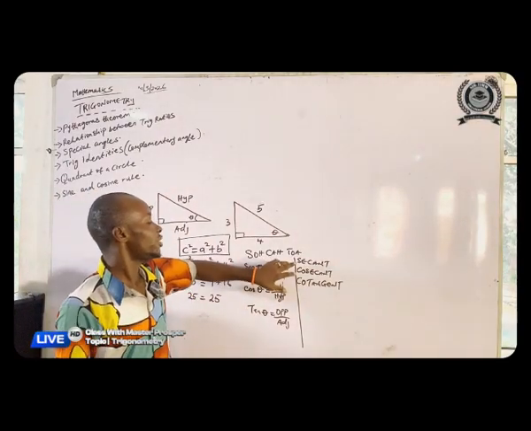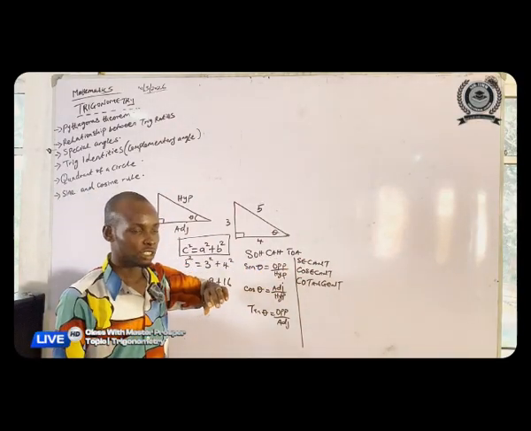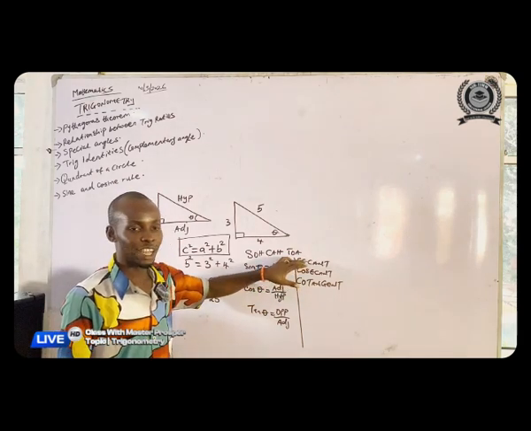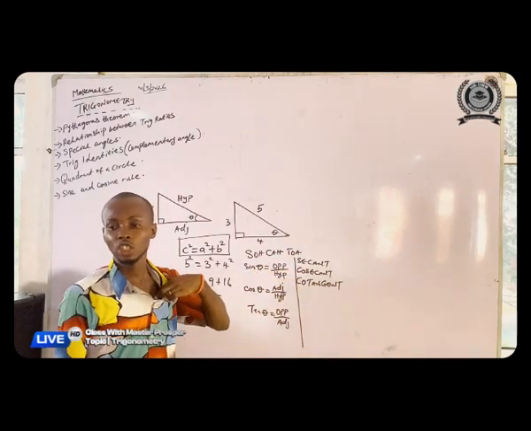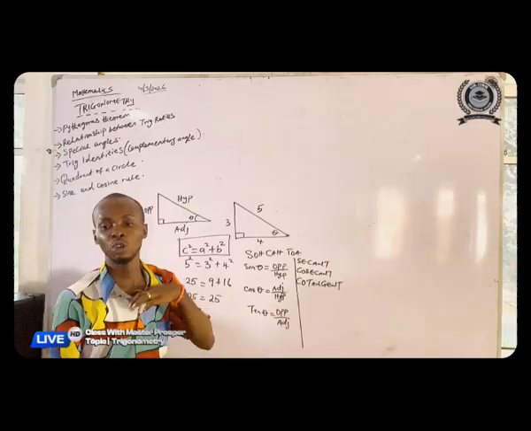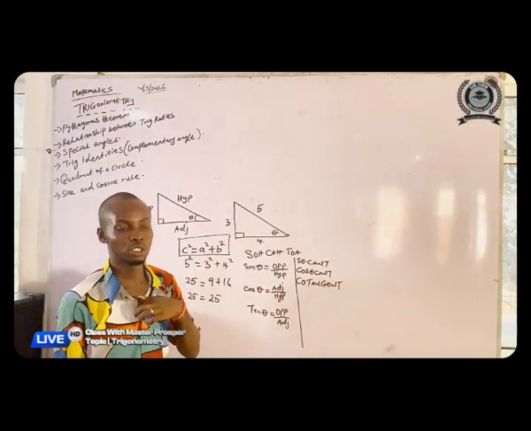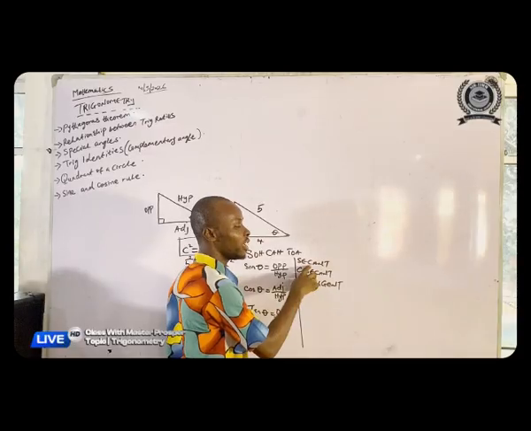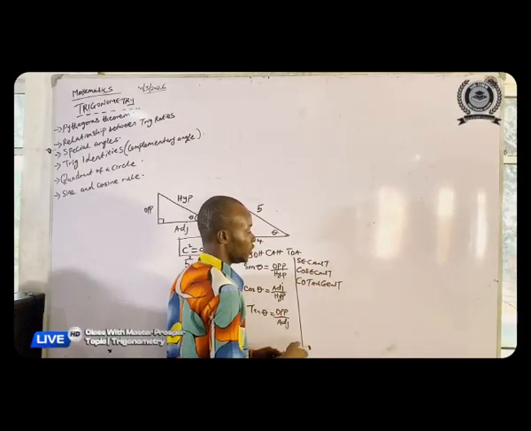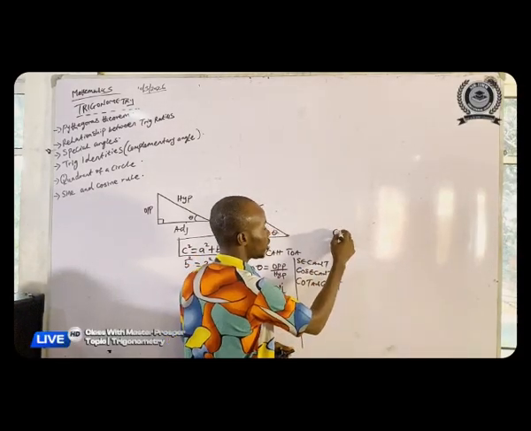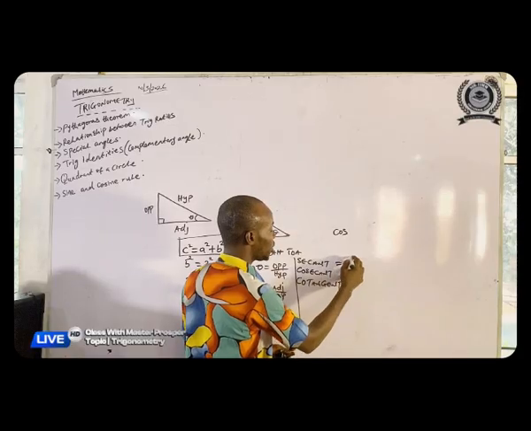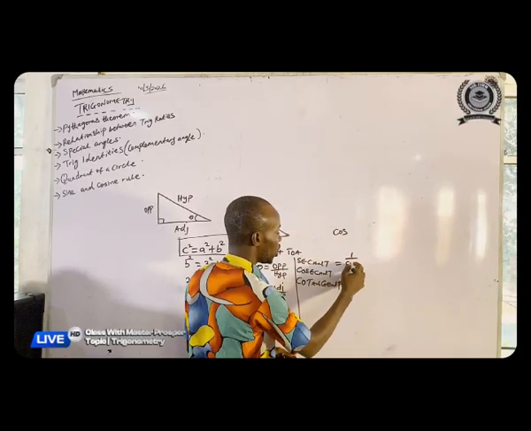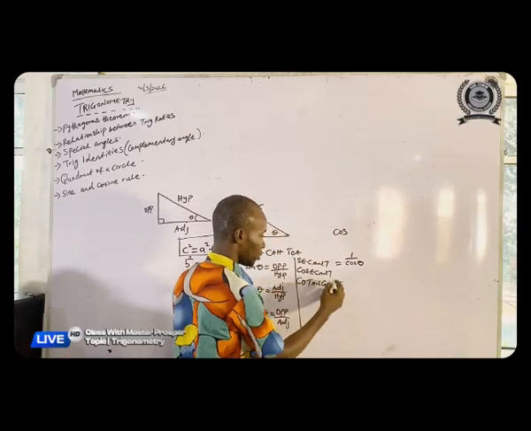He said that remove the first 2 letters. By removing the first 2 letters of each one, the 3rd letter will determine what you are going to use to solve the word question. Now, removing these first 2 letters, what are we going to have here? C. Now, C represents cos. He said that secant is equal to the inverse of cos theta.